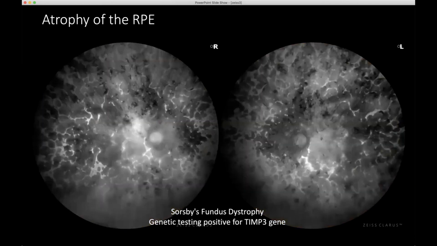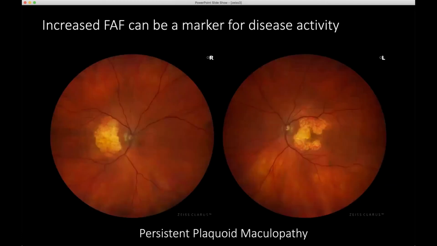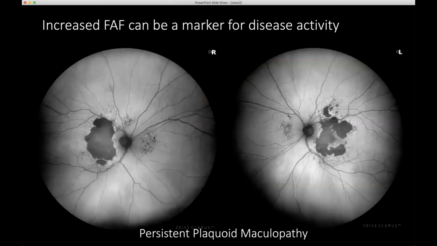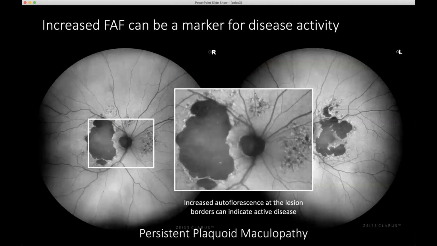And here we can see the autofluorescence really shows us the areas of RPE loss, and this can be helpful to follow progression over time. In some diseases, increased autofluorescence can be a marker for disease activity. This is an example of persistent placoid maculopathy, which is on the spectrum of serpiginous and AMPPE. And autofluorescence can be used to properly mark the borders of the lesion, but also increased autofluorescence at the lesion borders can indicate increased activity of the disease and can help to guide immunosuppression.